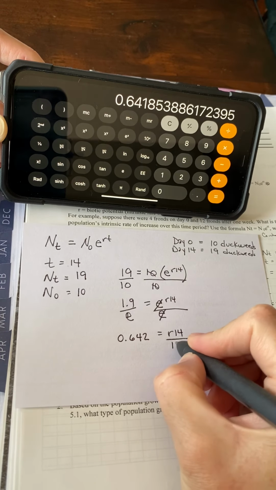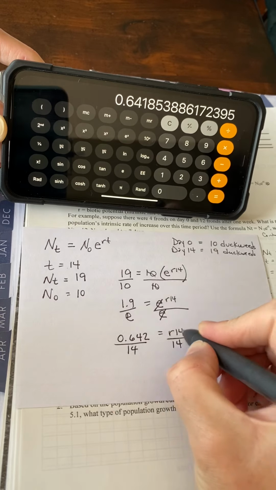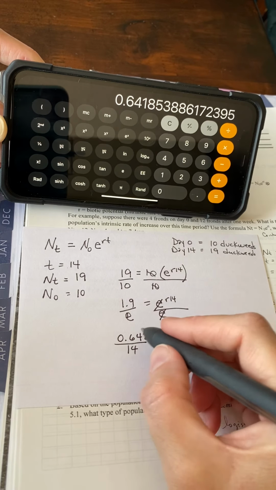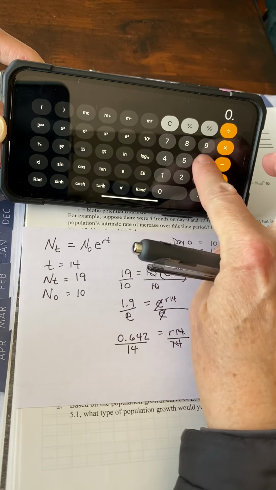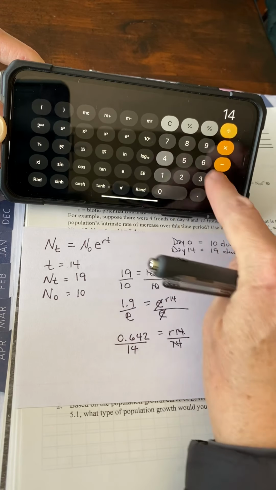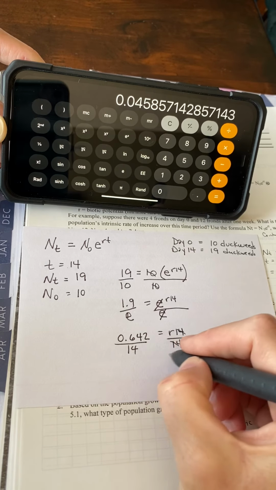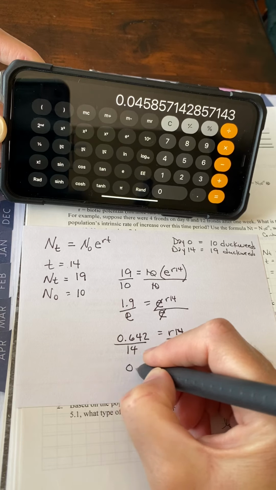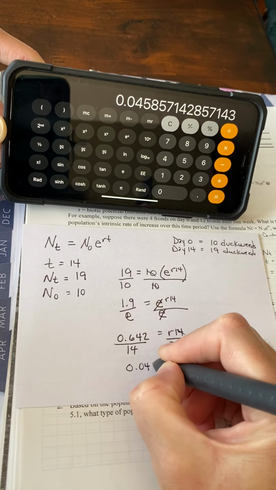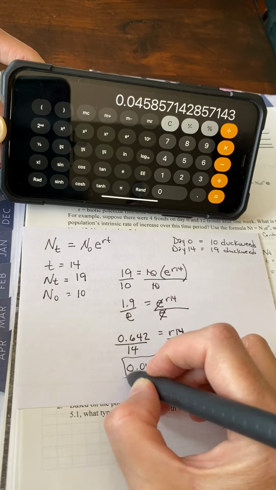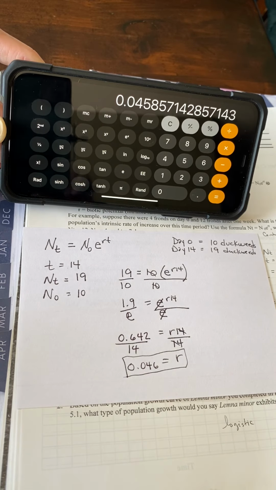So divide both sides by 14 to get r by itself. So if you have 0.642 divided by 14, r is equal to 0.046. And there is your biotic potential for your duckweeds.